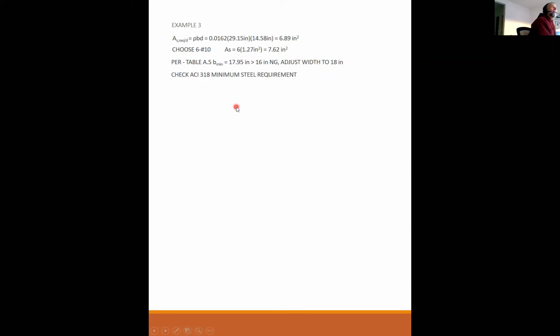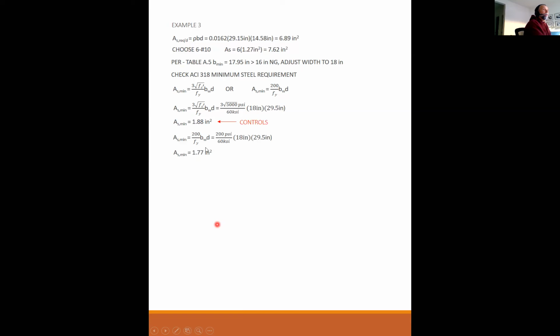So you can see there's a little bit of an iteration process, but now that I have a design steel, design d, and design b, I can go and check my minimum steel requirement. It is the larger of the two. I plug in my values, and these are my design values. I don't use my minimums anymore. I use what I'm actually building. I need 1.88, or I need 1.77, and 1.88 controls. 7.62 is greater than 1.88, so we're okay.